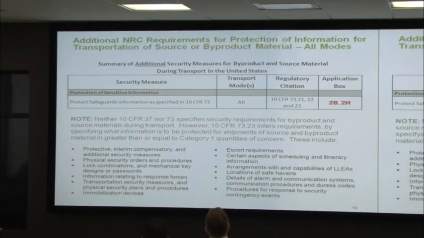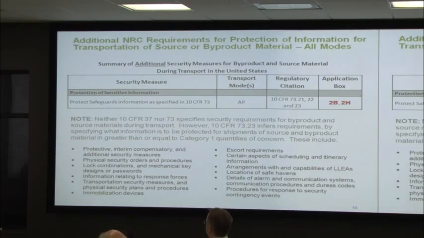The additional requirements for protection of all information for the source and byproduct material for all modes of transport. Specifically, it is 10 CFR 73.21, 73.22, and 73.23, and that is the application box 2B and 2H. I've made a note here that neither 10 CFR 37 nor 73 specifies security requirements for byproduct and source material during transport. However, 10 CFR 73.23 infers requirements by specifying what information is to be protected for shipments.